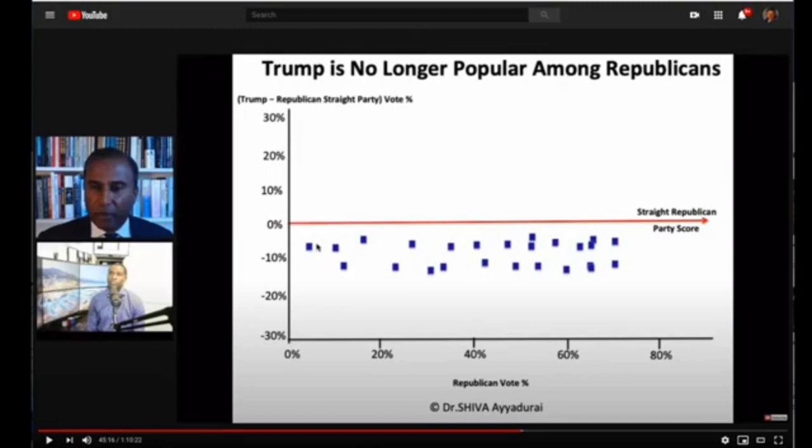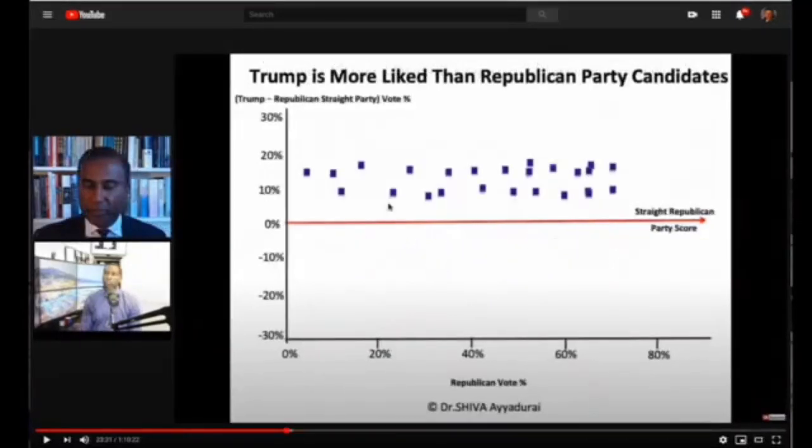If Trump was less popular among Republicans, if the red line is the down-the-ticket Republicans, people who decided to mark individual ballots, I'm going to go with Republican state senators, Republican district attorneys, but I don't like that Trump, I'm going to vote against him. Well, if this were true, you would see all of the blue dots below the line, and this graph would indicate that Trump is less popular among Republicans than the straight-party Republican vote. If Trump were more popular, then it would look like this.